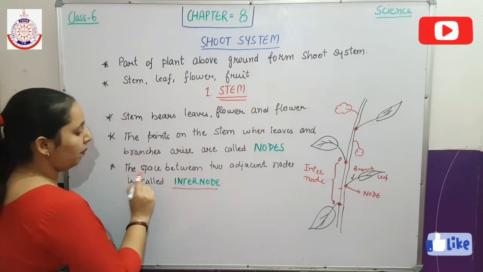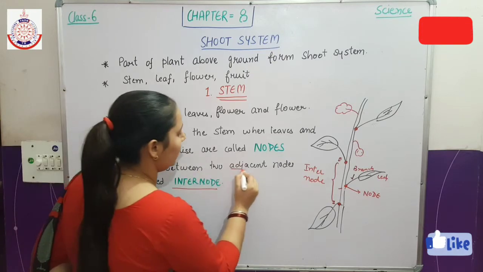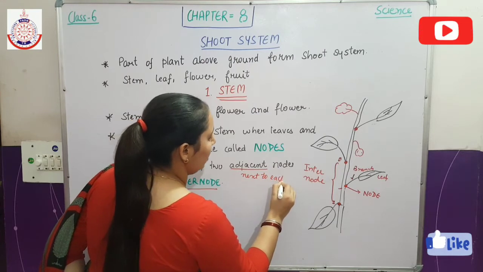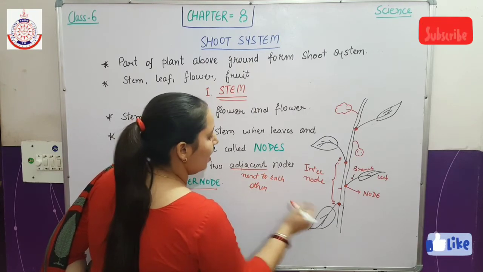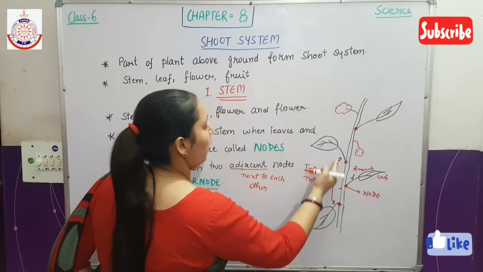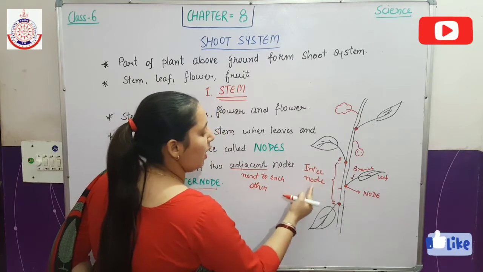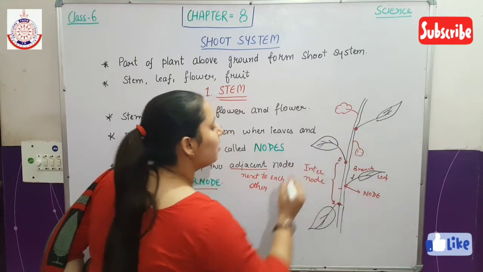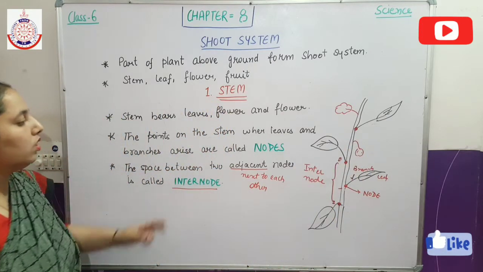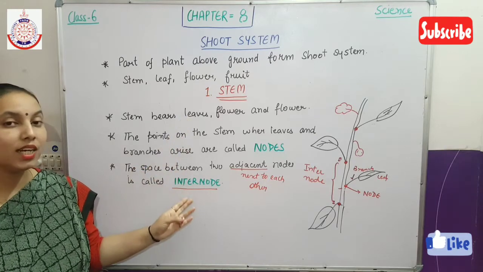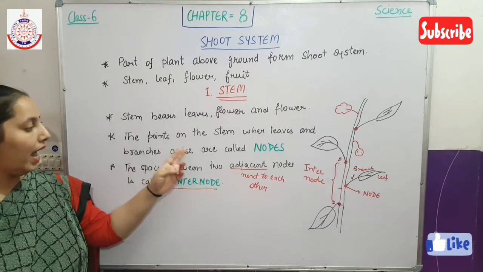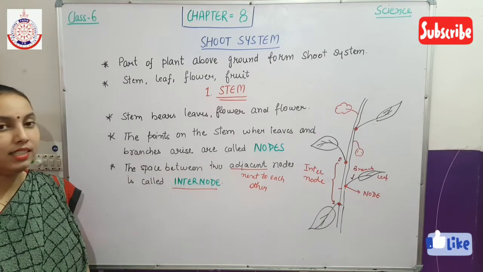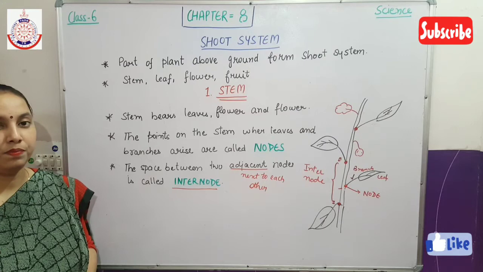Here, what is the space between two adjacent nodes? Adjacent means next to each other. ठीक है? Next to each other. एक दूसरे के पास. ये फर्स्ट है और ये सेकंड है. इन दोनों के बीच में जो स्पेस होगी उसको हम क्या बोलेंगे? Internode बोलेंगे. And that point is known as a node. So this is about the stem, what the stem is and what the different points on the stem are. One is the node and the second is the internode.